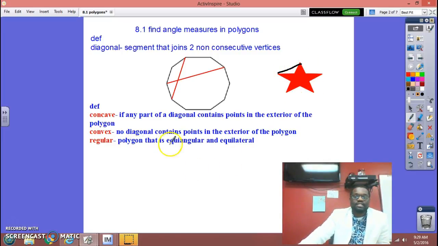A regular polygon is one where it's equiangular and equilateral. That means all the angles are the same. That means all the segments of the sides are the same. And so if I say regular, that's very important. It's trying to tell you something really important.